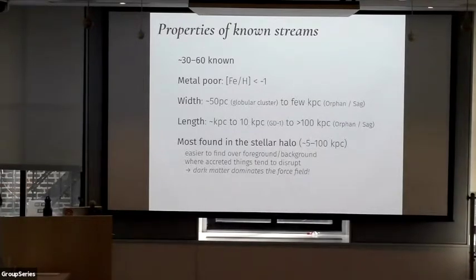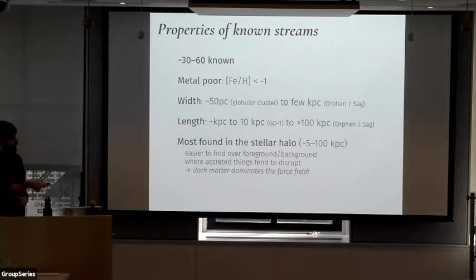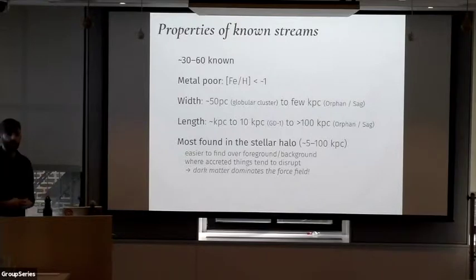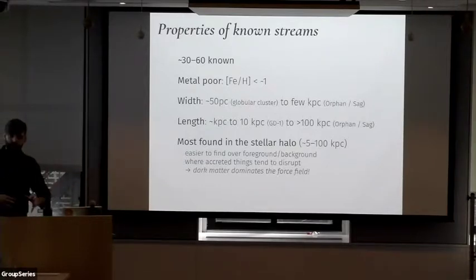It's easier to see things in the halo because there's a lower background or foreground, however you want to think of it. The density is much lower in the stellar halo than it is in the Milky Way disk. It's also where these accreted things tend to disrupt because their orbits tend to be much more elevated than the typical star in the disk. Interestingly, though, this is also the region of the galaxy where, because the stellar density is so low, the dark matter density, or the relative contribution of dark matter, is higher. And so from seeing the streams, we get information about orbits in the exact part of the galaxy where dark matter dominates the gravitational field.